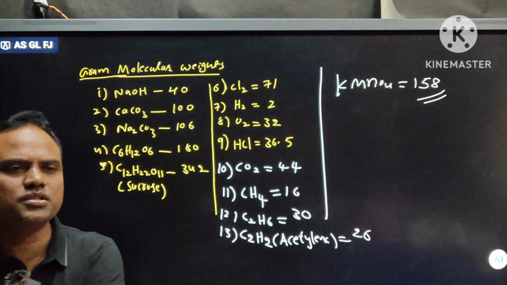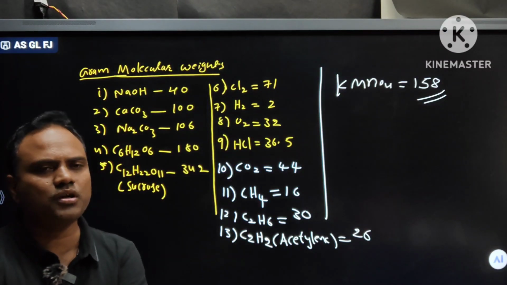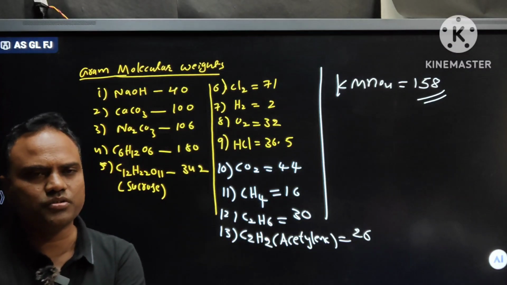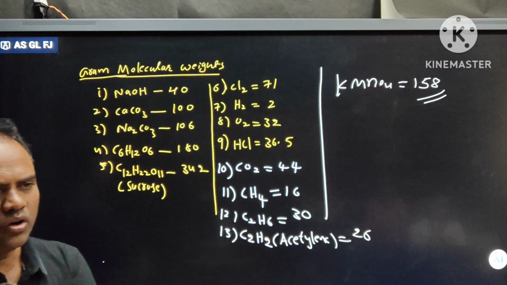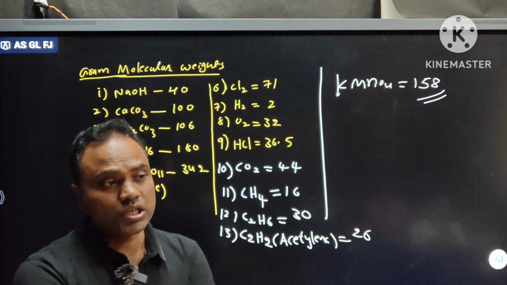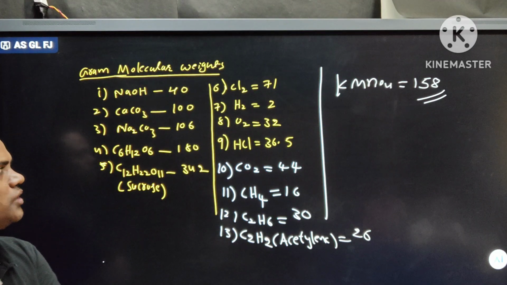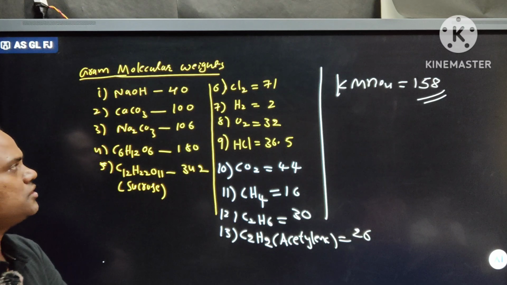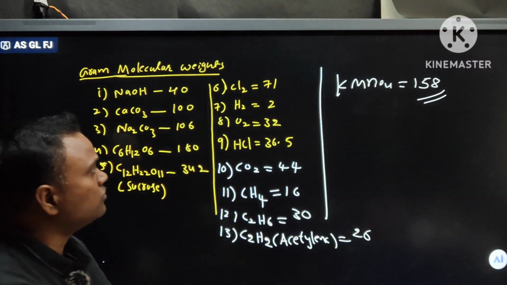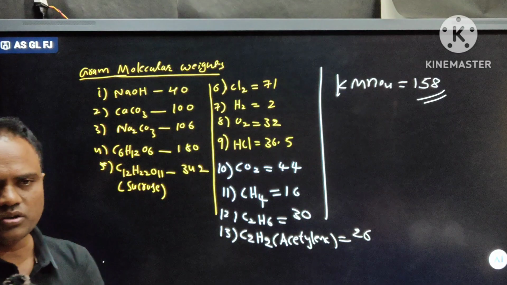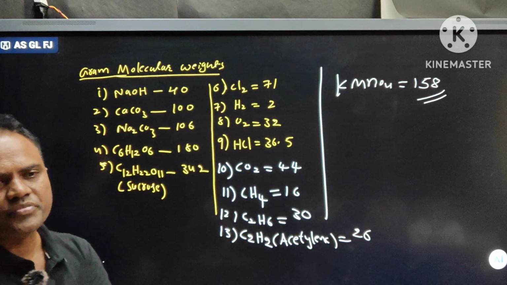During calculations, does oxygen mean single O or O2? This is also important during any numerical. Oxygen means consider O2. Nitrogen means consider it as N2. Oxygen, nitrogen, hydrogen, chlorine mean diatomic molecules we have to consider. Oxygen means don't consider single O.